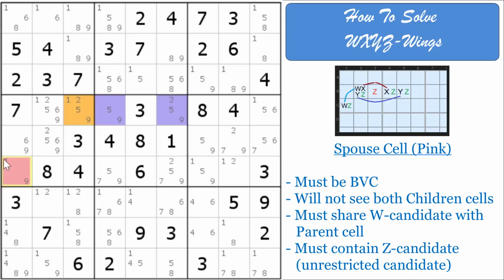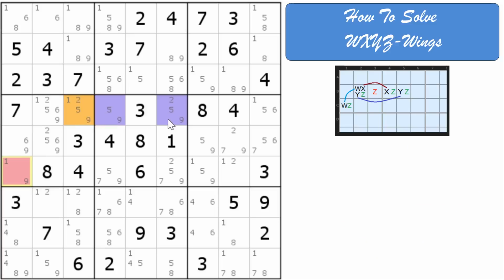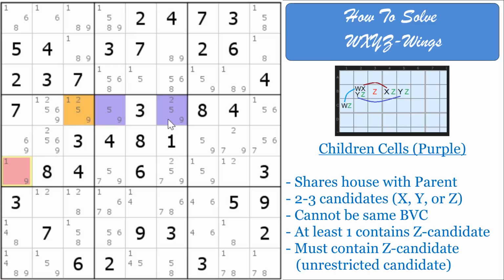So that's what you're going to look for: 2 bi-value cells, where 1 connects with the parent, and the other is the unrestricted. Great. All right, so what are these purple cells? Well, the purple cells, I call them the children. So you have a parent, you have a spouse, then you have your children. Your children are related to the parent in that they can see the parent, and the parent can see both, and they're all lined up in a row. The 2 children will always see each other, and they always will see the parent cell. Thing to keep in mind is that they cannot be the exact same 2 bi-value candidates. If they were, it'd be a naked pair, and this wouldn't work.